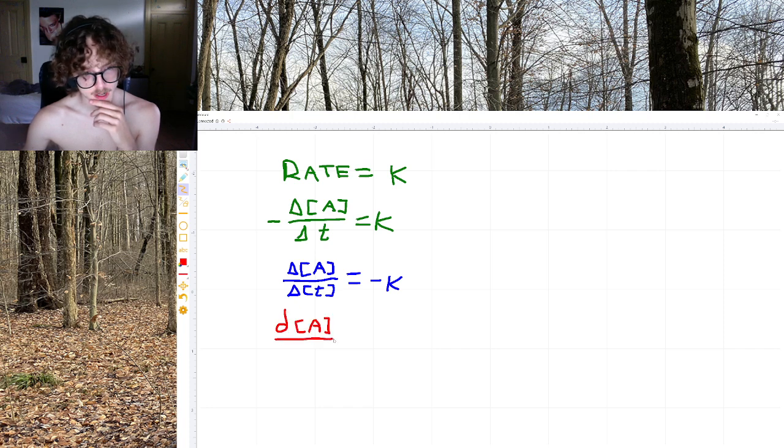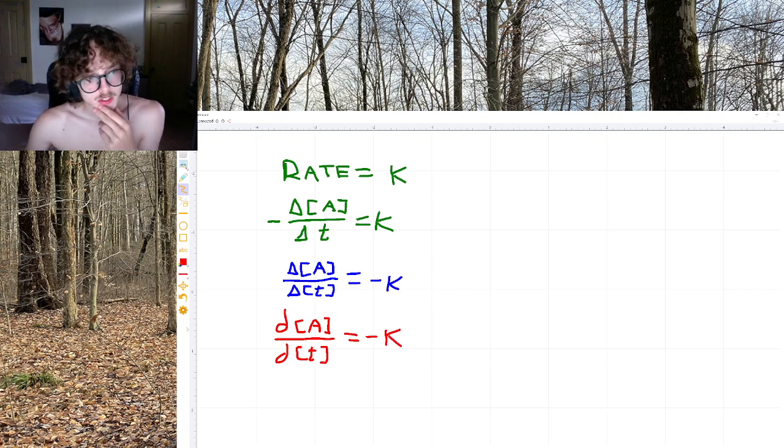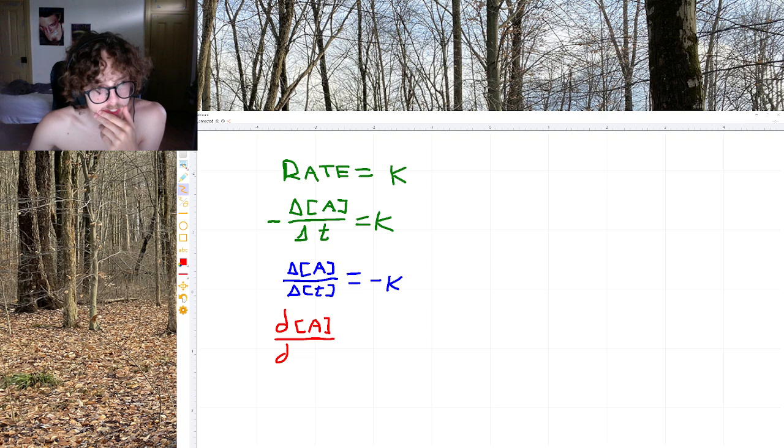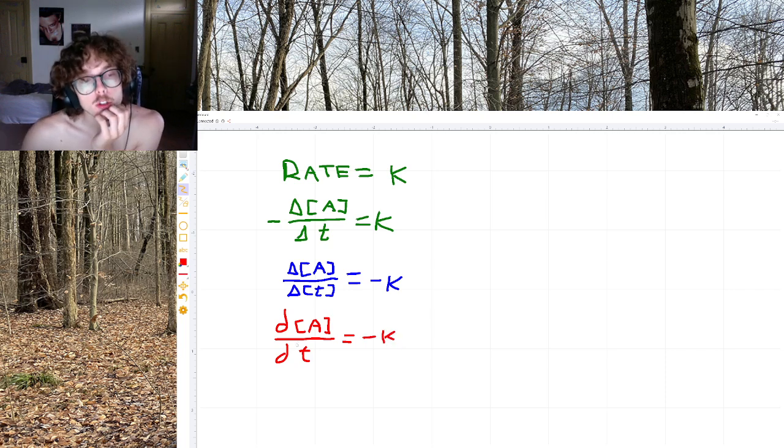So again, I'm going to be as thorough as I can. A very small change in concentration over a very small change in time equals negative k. I did it again with the t, dt. Okay. So we're going to move these differential bits onto each side. That's going to help us solve. And for those who have never taken calculus, this will make zero sense to you. And that's okay. You'll learn this in college.